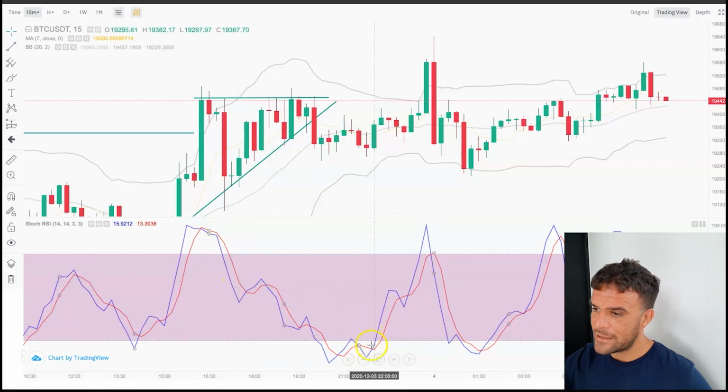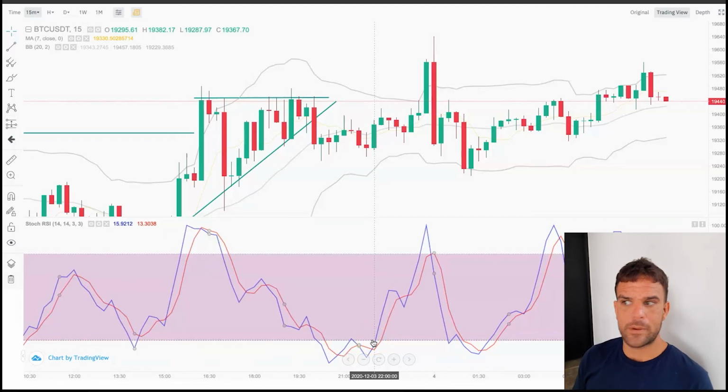And when the K, the blue one, crosses over the D, coming out of the oversold region into this region here, it's a good indication that the price is going to start coming up. People are opening long positions, so that is a good indication that the price should be coming up.